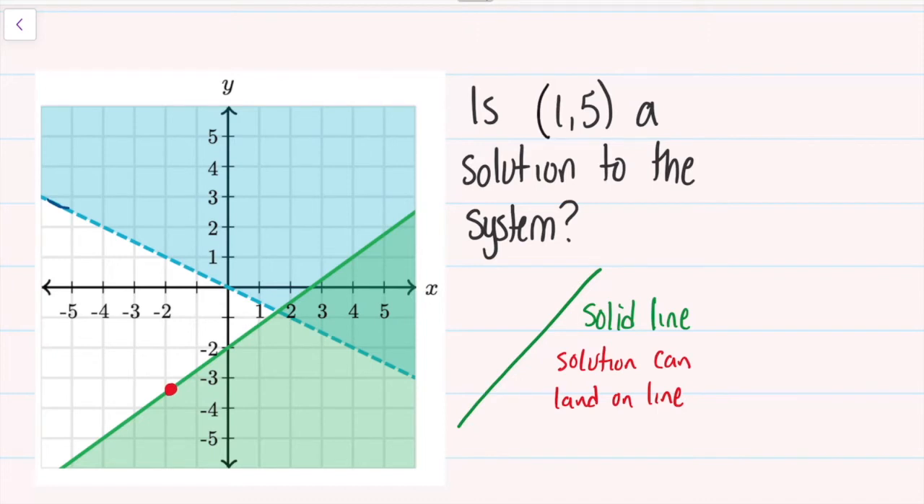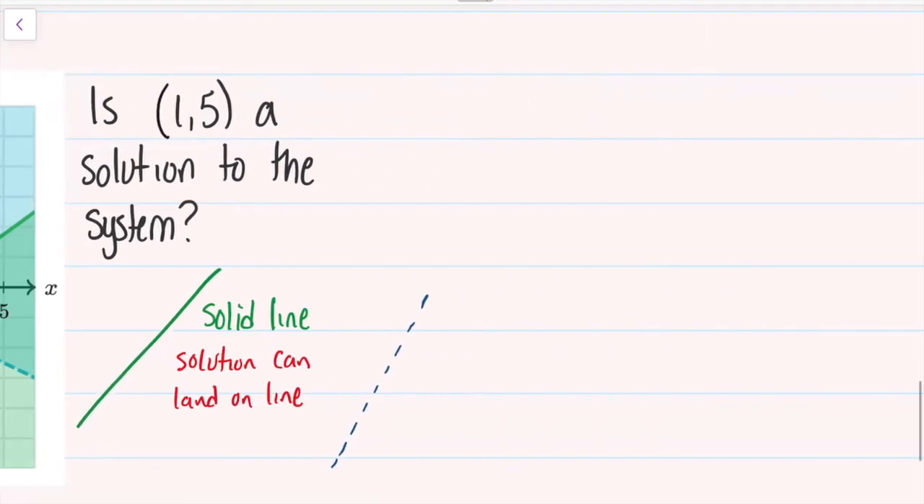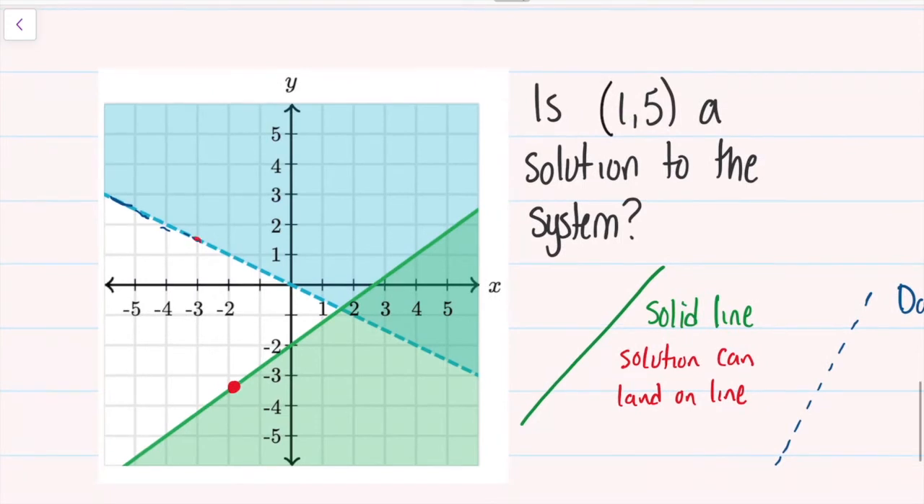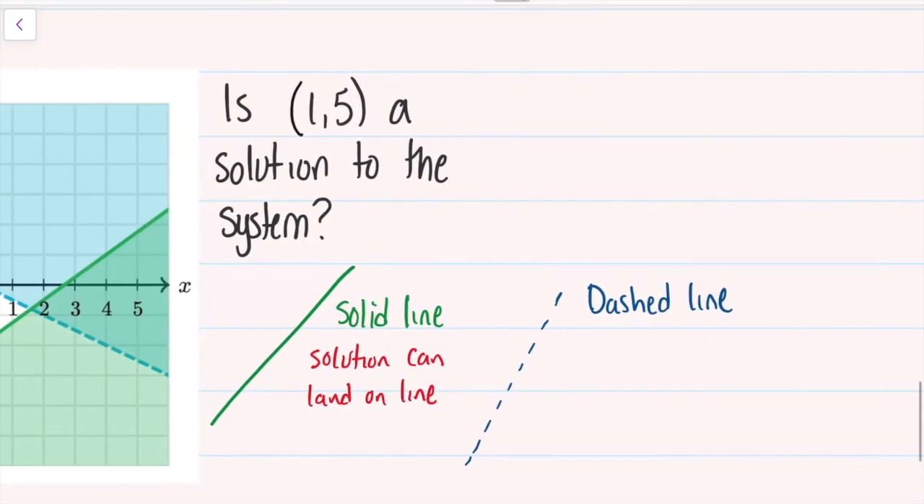Well, what about this one? I call this one a dashed line. And a dashed line basically says, if you have a point, let's say the same thing, landing on that line, the solution is not part of the answer. And you know what? Let's not even call it a solution. Let's call it the point. The point is not part of the answer.